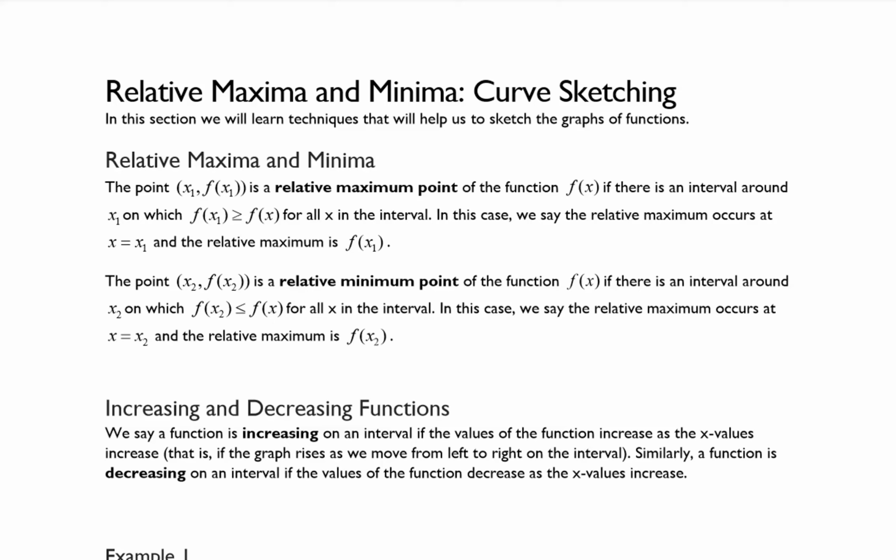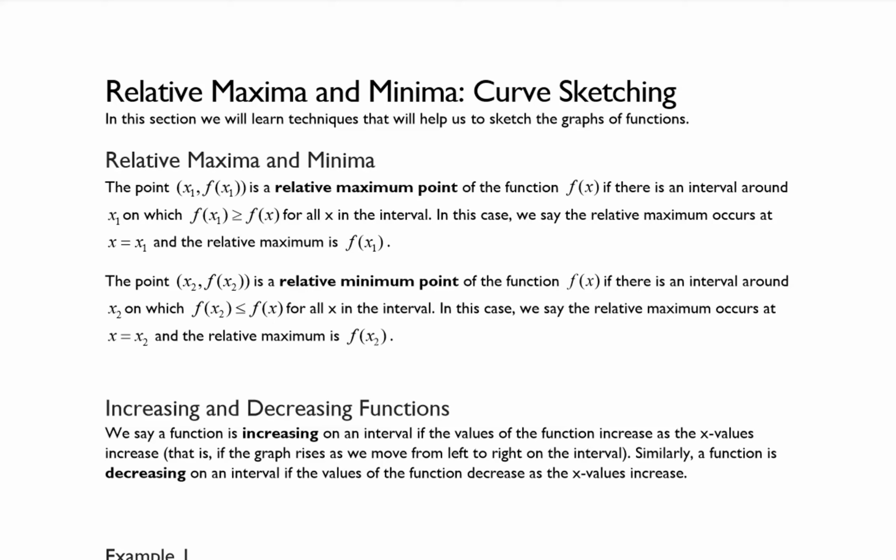The point x2, f of x2 is a relative minimum point of the function f of x if there is an interval around x2 on which f of x2 is less than or equal to f of x for all x in the interval. In this case, we say the relative minimum occurs at x equals x2, and the relative minimum is f of x2.